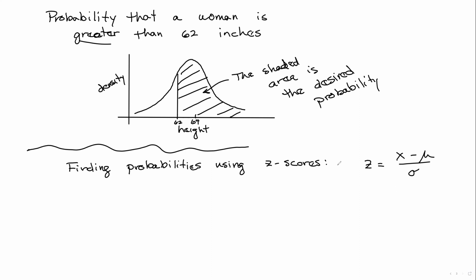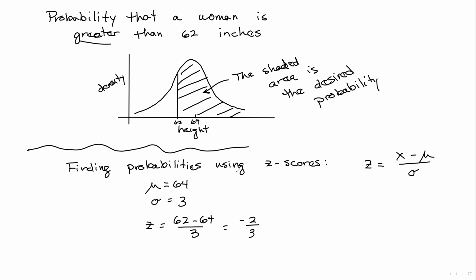Anyway, that's a detail. All right, so what we want to do is translate everything over. We know that the mean is 64. We know that the standard deviation is 3. And then we could find the z-score for 62. That's going to be 62 minus 64 divided by 3. So that's -2/3.